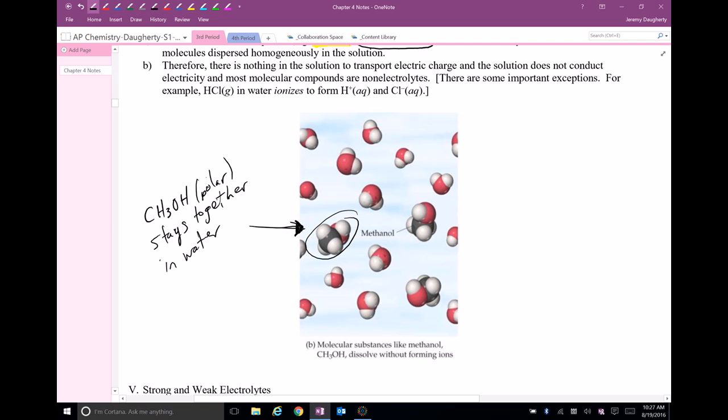Okay, so that's electrolytes versus non-electrolytes. Electrolytes dissolve and break up into ions. Non-electrolytes dissolve but do not break up into ions. Okay, so let's just jot that down real quick.